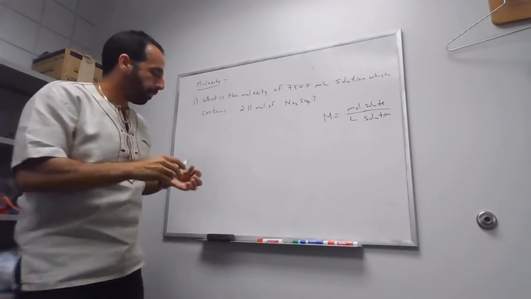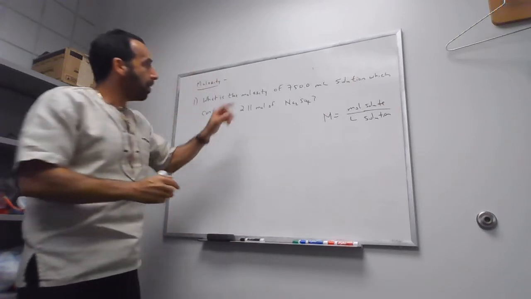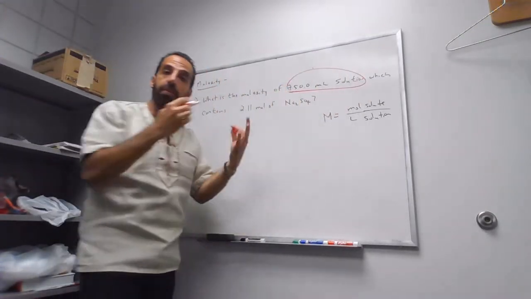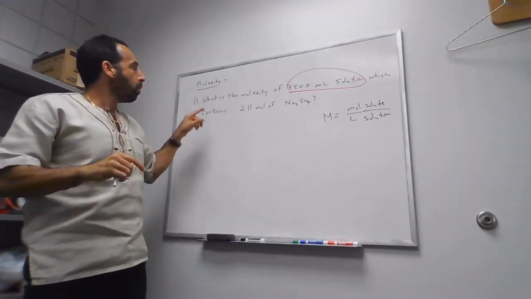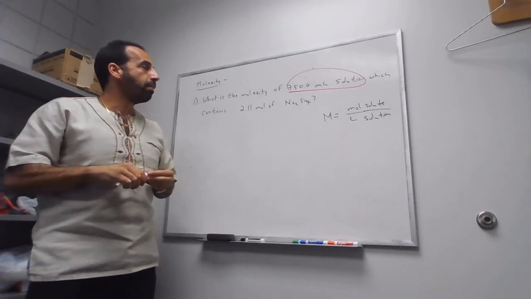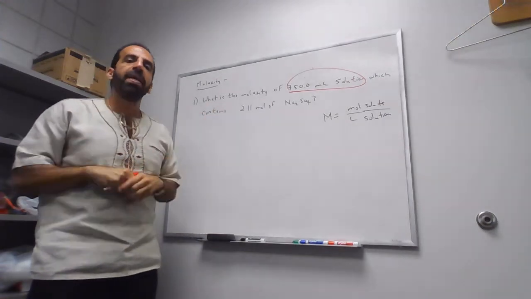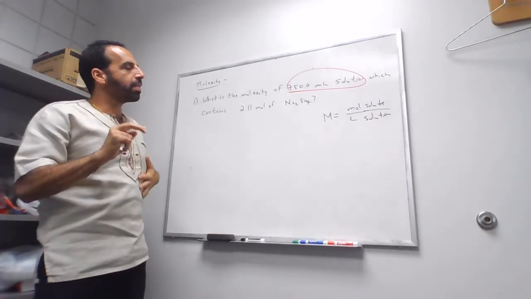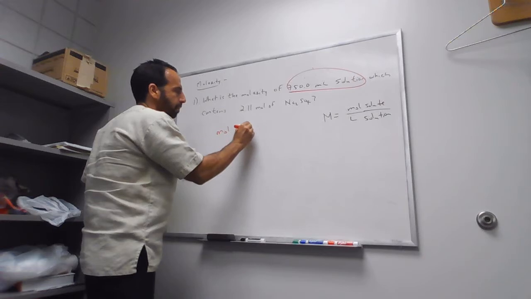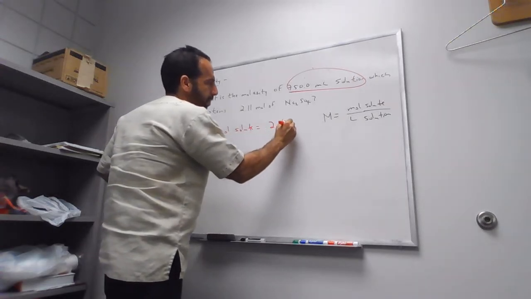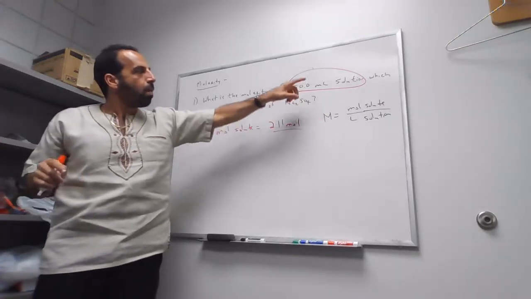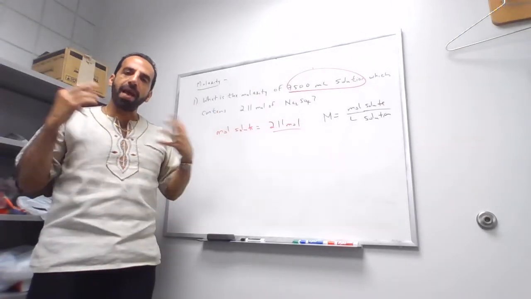So let's take a look at this one right here. It says, what is the molarity of a 750 milliliter solution? So again, solution includes everything, the solute plus the solvent, which contains 2.11 moles of sodium sulfate. So sodium sulfate, that's going to be the solute. So a couple of things about this one. My moles of solute is 2.11 moles. That's given.